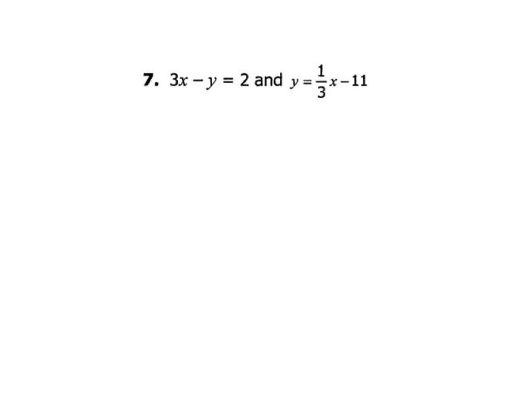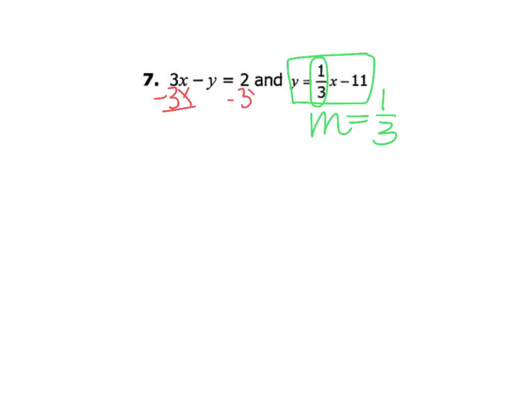All right, number 7. We have one of these in slope-intercept form already. This one is already in slope-intercept form, so we can easily identify that the slope of this line is 1/3. The one on the left, not so nice. We have to get it in slope-intercept form. So we want to subtract 3x from both sides. Cancels out. We're left with negative y equals negative 3x plus 2.